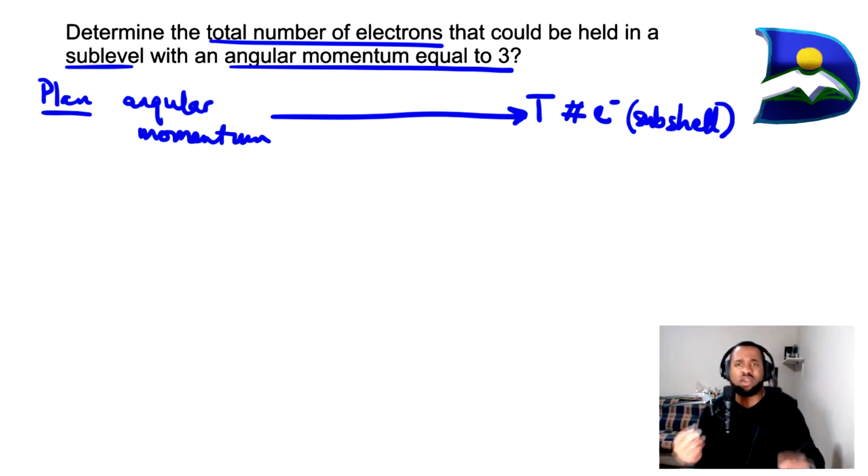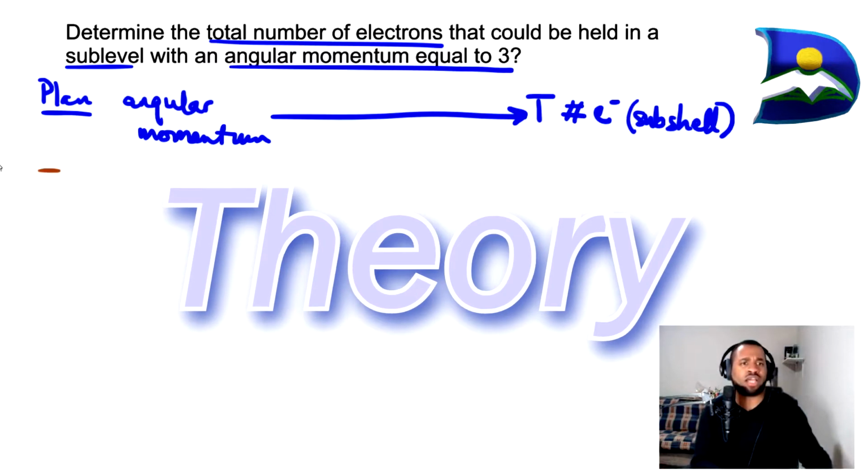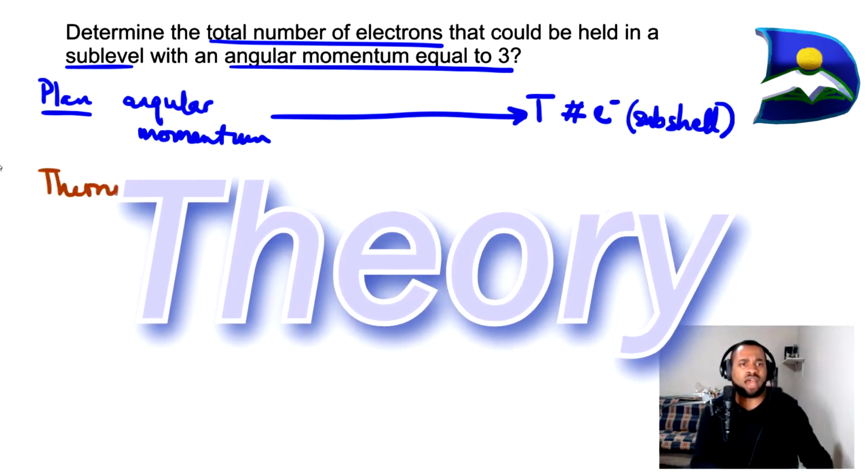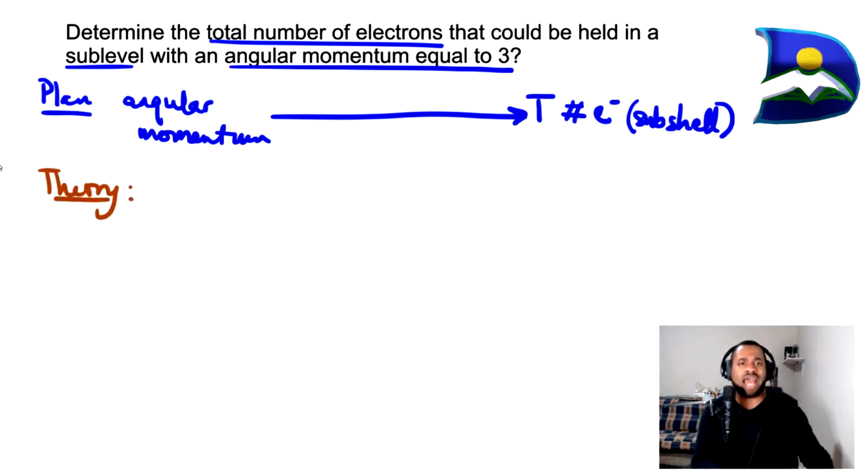So for the sub shell, there are a couple of things to keep in mind that are specific to this particular question. And for you to go about this, we're going to look at the theory behind all of this. Of course, we're dealing with quantum numbers here, because sublevels and angular momentum are both linked to quantum numbers.